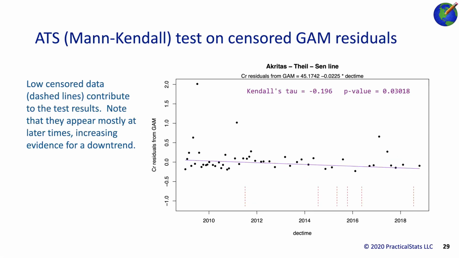Here's the ATS line on the residuals. And we have an equation for the residuals, which has a valid slope, minus 0.0225 per decimal time. It's a valid slope for the change over time once you adjust for those other variables. And the p-value is 0.03, so we have a significant, in this case, downtrend.